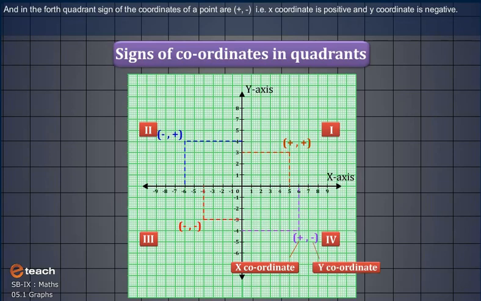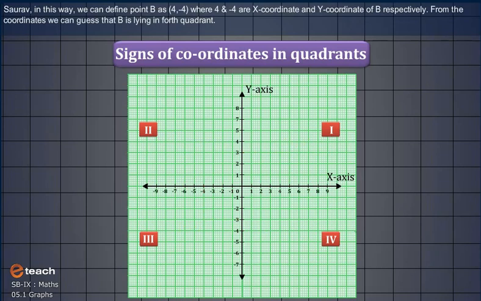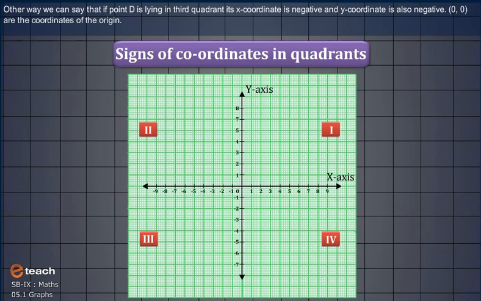and the y-coordinate is negative. Saurabh, in this way we can define point B as 4, -4, where 4 and -4 are the x-coordinate and y-coordinate of B respectively. From the coordinates we can guess that B is lying in the 4th quadrant. Another way, we can say that if point D is lying in the 3rd quadrant, its x-coordinate is negative and y-coordinate is also negative. 0, 0 are the coordinates of the origin.